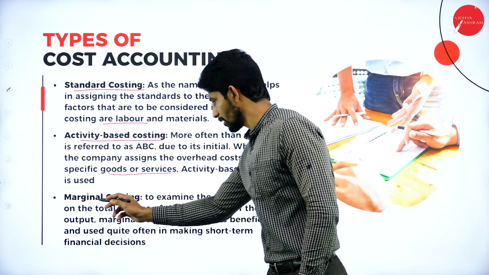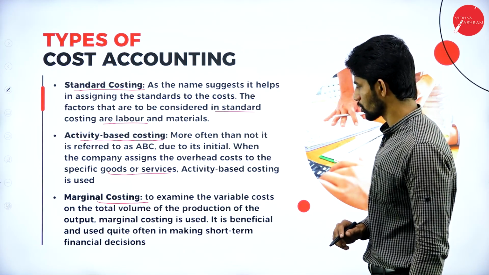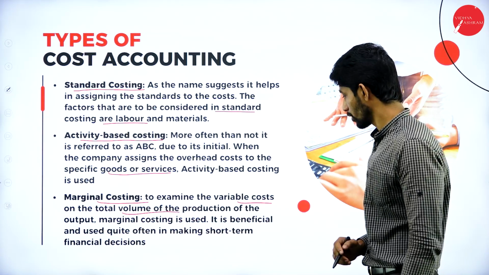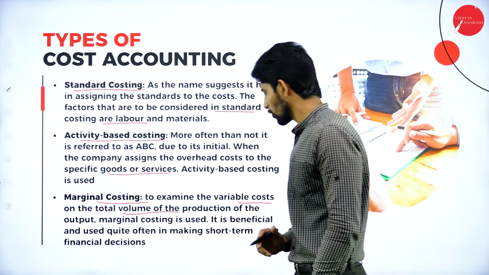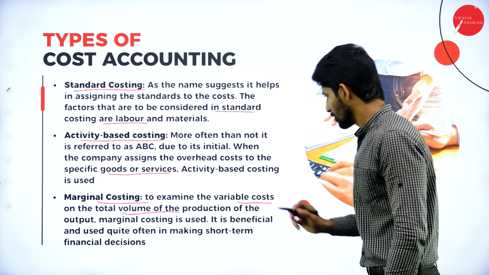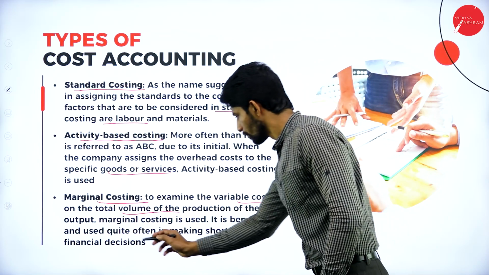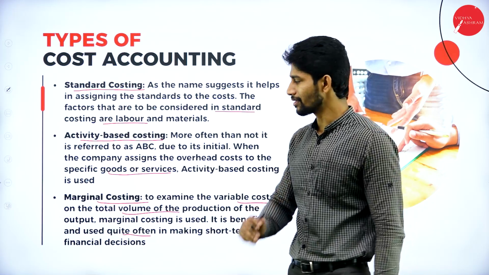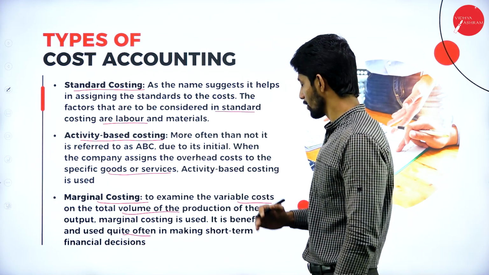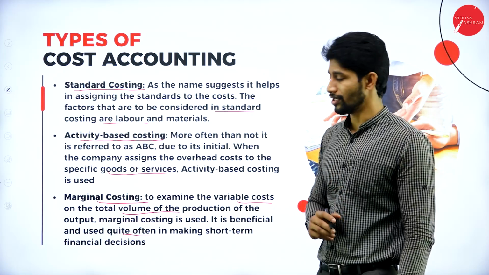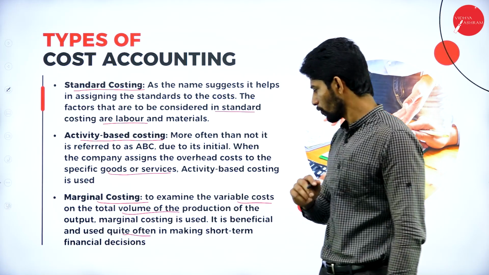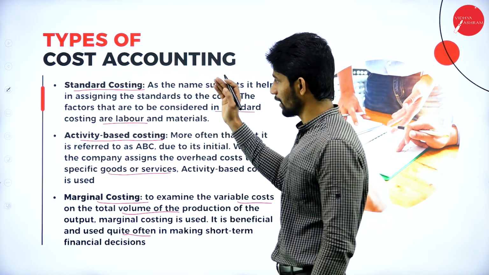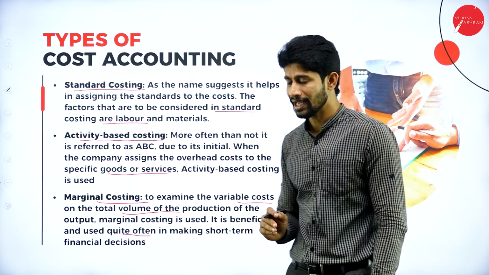Next, marginal costing. Marginal costing is used to examine the variable cost on the total volume of the production of the output. It is beneficial and used quite often in making short-term financial decisions. So when marginal costing is used to take short-term financial decisions, and it is also used on the total volume of the production of the output. So these are all the different types of cost accounting that we have.